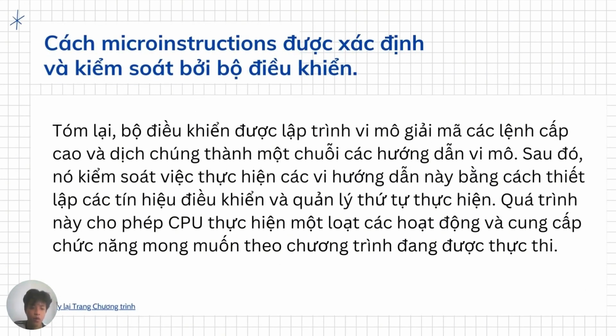Tóm lại, bộ điều khiển được lập trình vi mô giải mã các lệnh cấp cao và dịch chúng thành một chuỗi các hướng dẫn vi mô, sau đó kiểm soát và thực hiện các vi hướng dẫn này bằng cách thiết lập tín hiệu điều khiển và quản lý thứ tự thực hiện. Quá trình này cho phép CPU thực hiện một loạt các hoạt động và cung cấp chức năng mong muốn theo chương trình đang được thực thi.